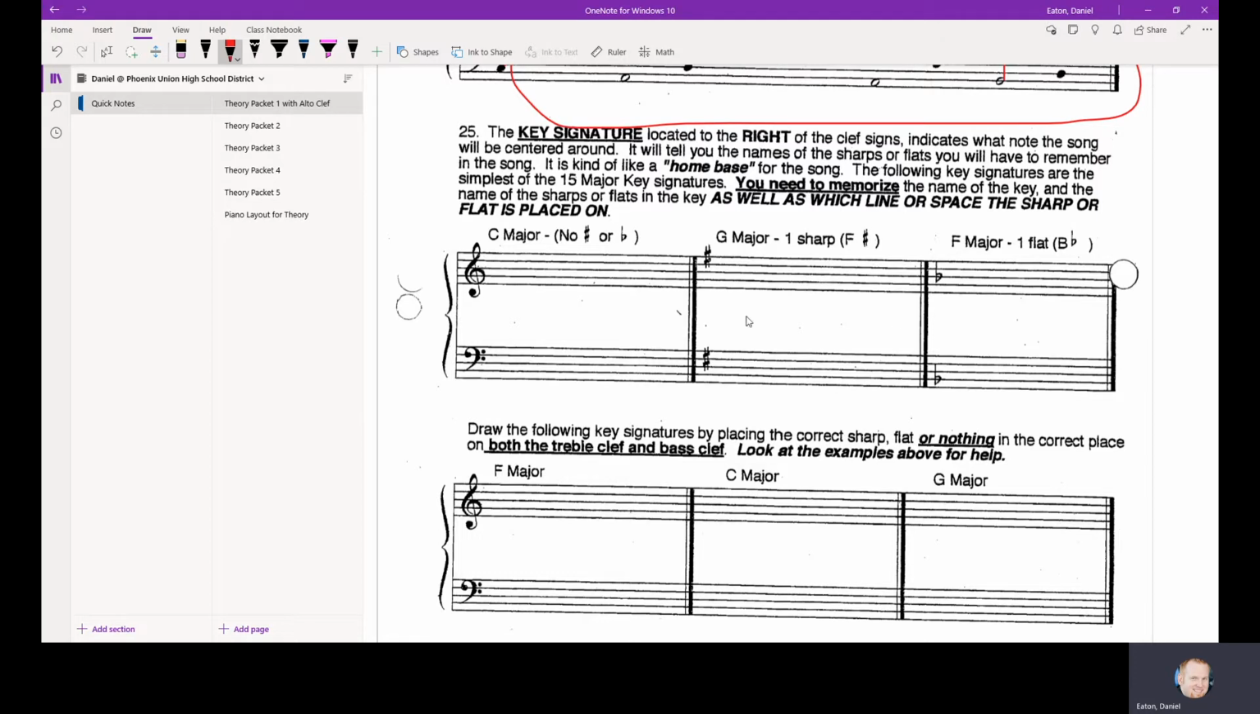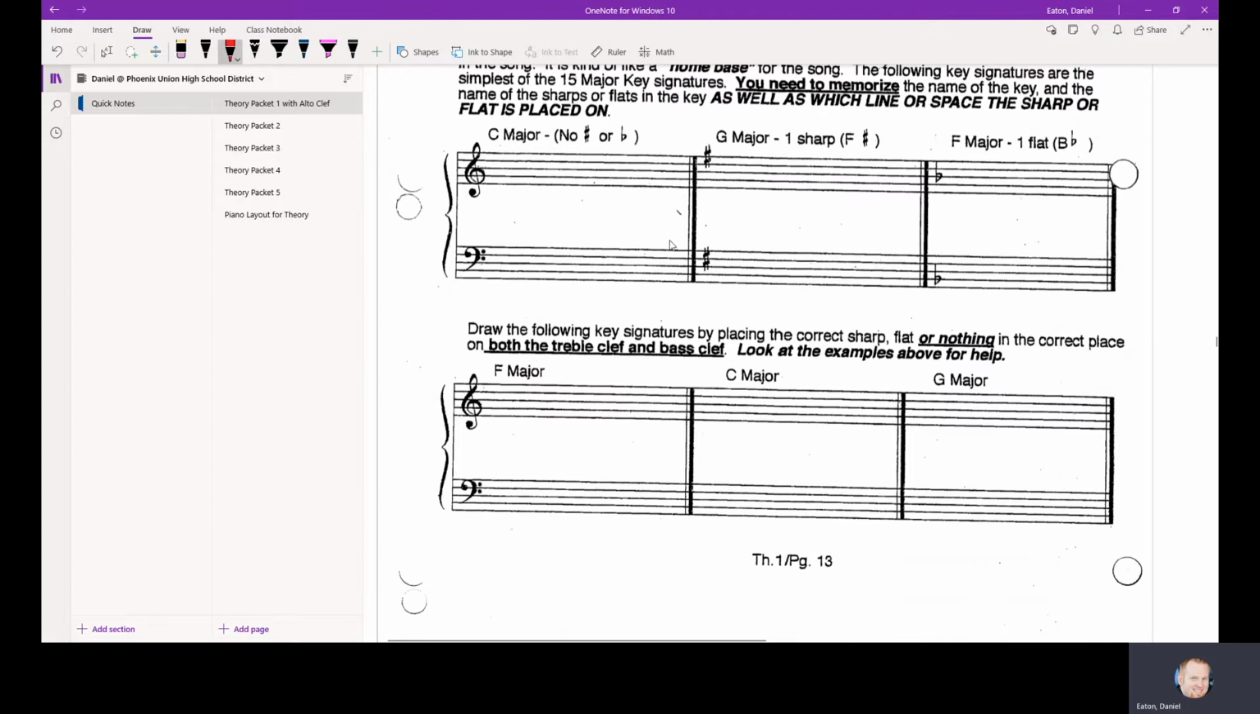So maybe you've seen all of these, maybe you've seen none of these, but for most of you, you will at least know one of these pretty familiar. It should be pretty familiar to you, okay? So this is the example of what they look like. Now it's asking you, draw the following key signatures by placing the correct sharp, flat, or nothing in the correct place on both the treble clef and bass clef. Look at the examples above for help.